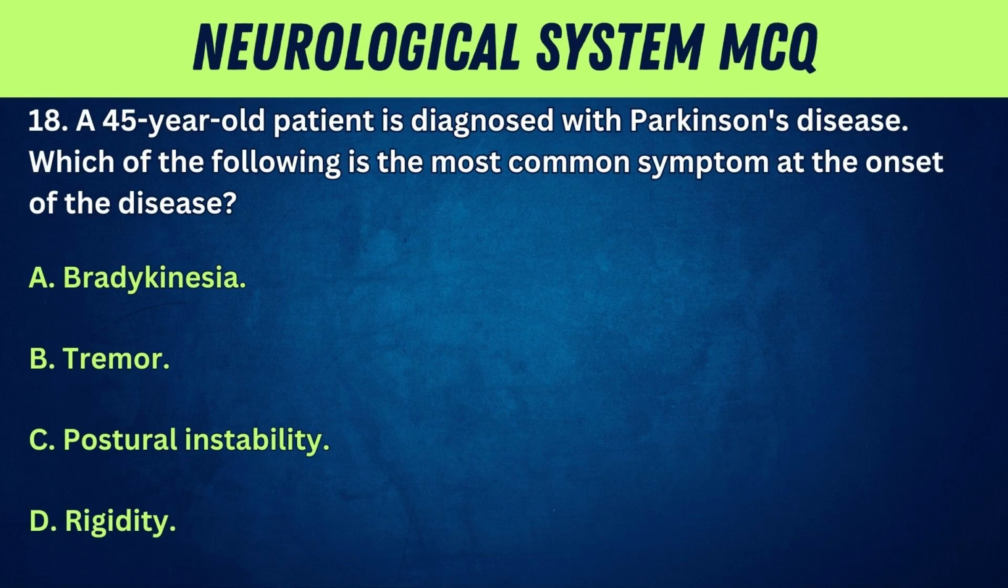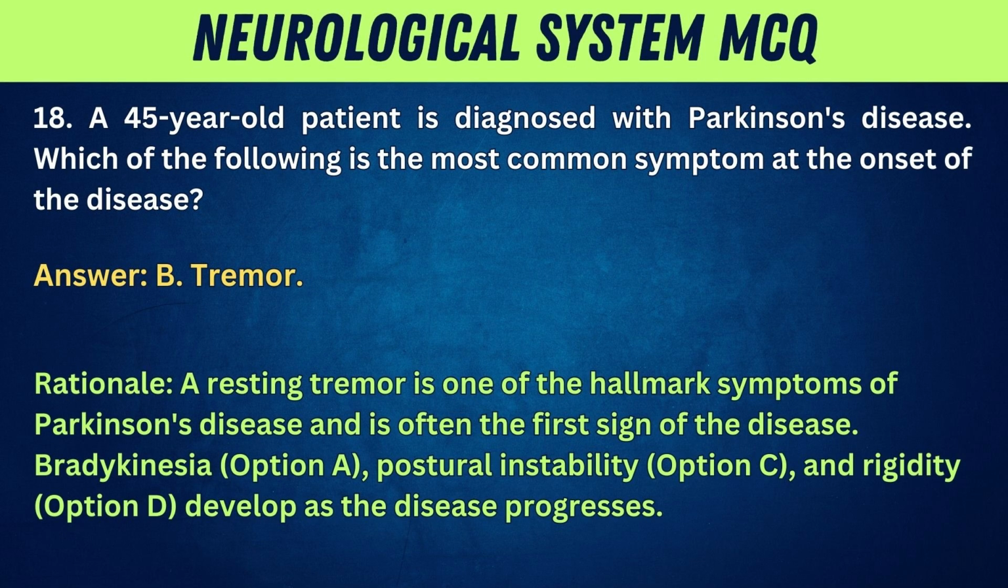18. A 45-year-old patient is diagnosed with Parkinson's disease. Which of the following is the most common symptom at the onset of the disease? A. Bradykinesia. B. Tremor. C. Postural instability. D. Rigidity. Answer. B. Tremor. Rationale. A resting tremor is one of the hallmark symptoms of Parkinson's disease and is often the first sign of the disease.